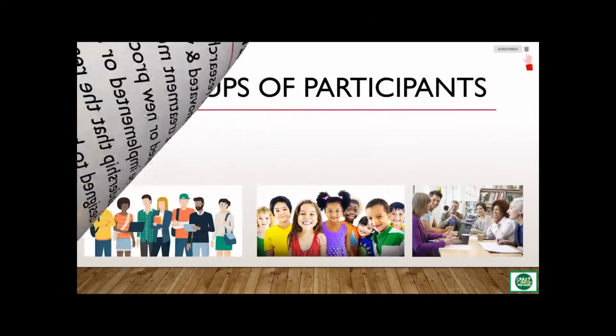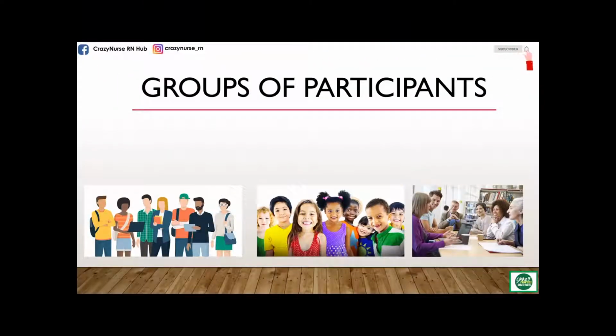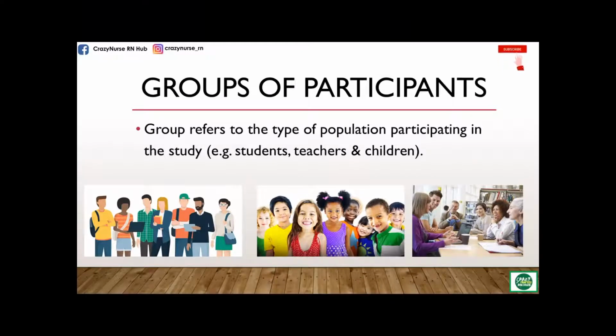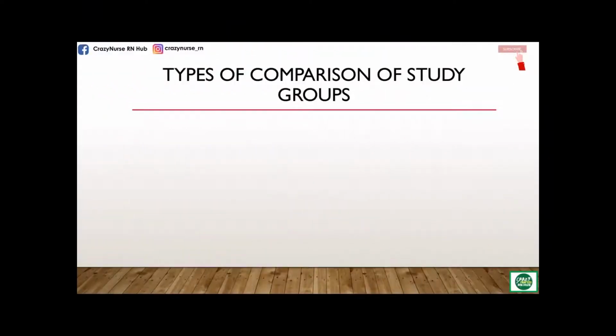Next element is groups of participants. The term group refers to the type of population participating in the study, such as students, teachers, and children. Participants in the study are grouped. Researchers try to develop some type of comparison of study groups to provide a context for interpreting the results. So here are the types of comparison of study groups.